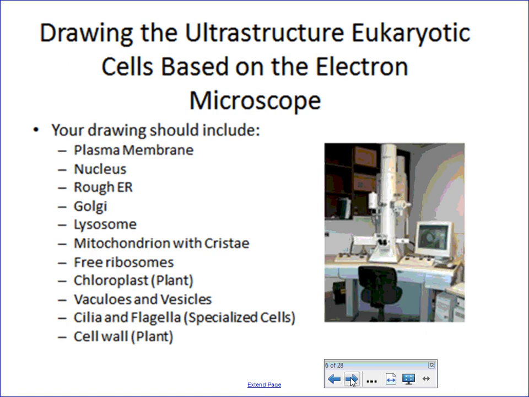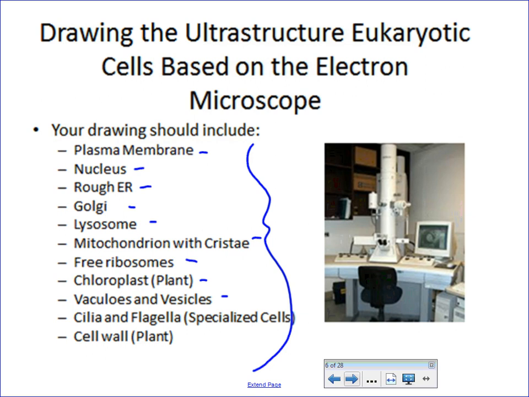So when drawing the ultrastructure of eukaryotic cells based on electron micrographs, your drawing should include the following if observed in that micrograph. But if you're drawing just based on the structures that a cell would have, then it should include the following list of organelles. So there should be a plasma membrane, a nucleus, a rough endoplasmic reticulum, Golgi apparatus, lysosome, mitochondria with cristae, free ribosomes, a chloroplast, vacuoles and vesicles.